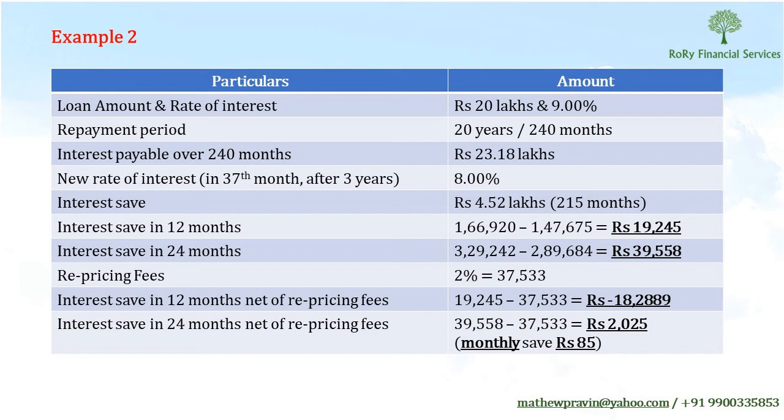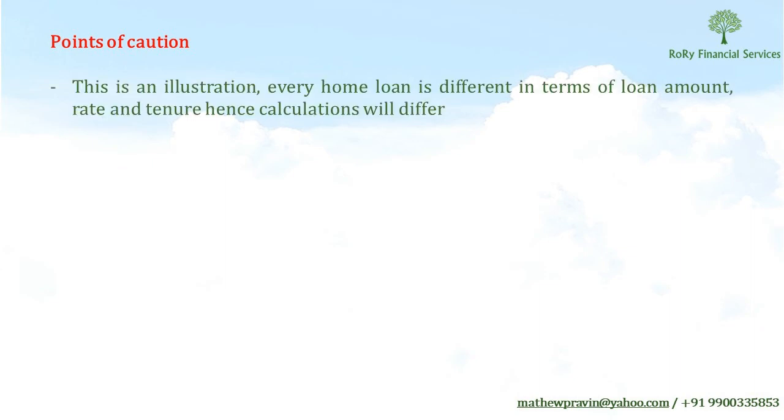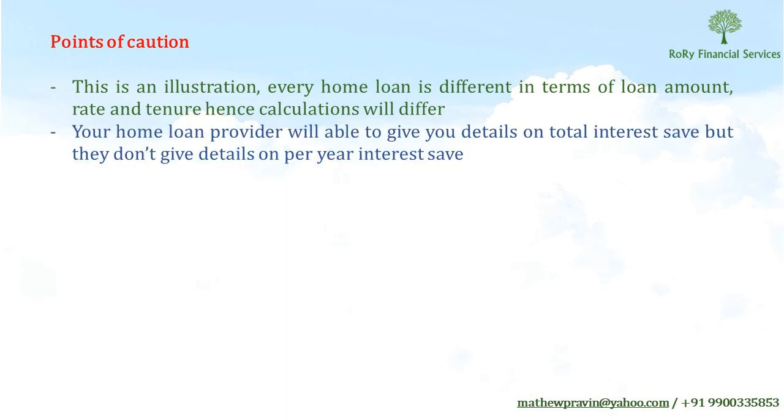So when the repricing fee is charged as a percentage, please do be careful. There are some other points of caution also which you need to know, because this example looks good, but it is only an example. Every home loan is different in terms of loan amount, rate and tenor. Hence, the calculations will differ for each person. Your home loan provider will typically be able to give you interest and tenor saves. They normally give you the total interest save, which, as I showed earlier, wows you, but it may not be the actual utility or the actual benefit that you're getting.